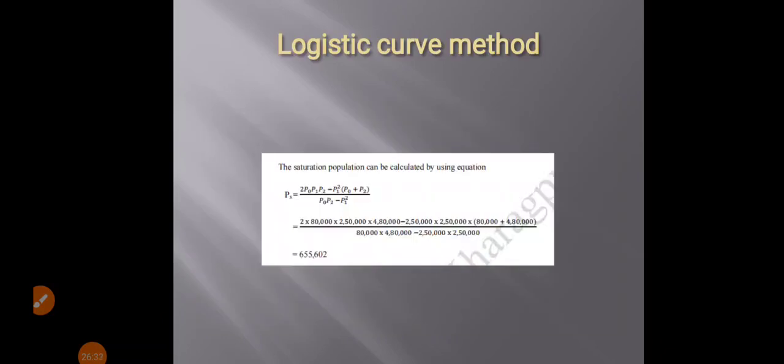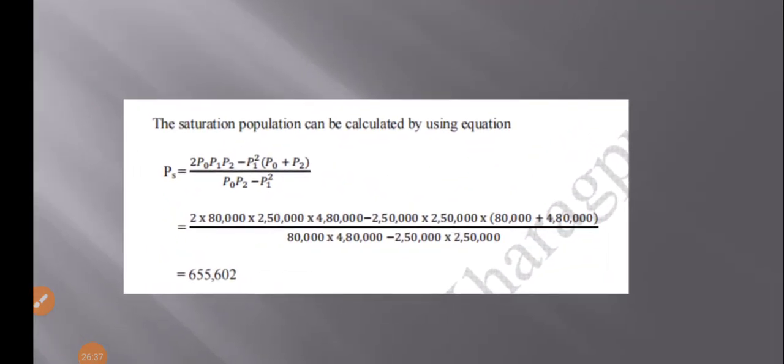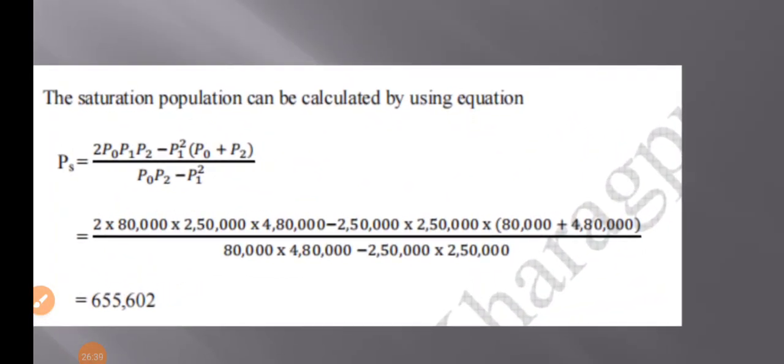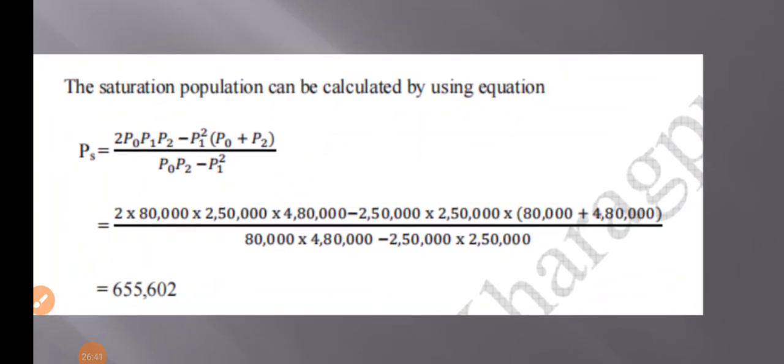Then next we'll move on to how to solve the problem. You'll see here the saturation population can be calculated by using the equation. Now that we are familiar with the equation, that is the saturation population equation: Ps = 2 P0 P1 P2 minus P1 squared, over P0 P2 minus P1 squared, multiplied by P0 plus P2.